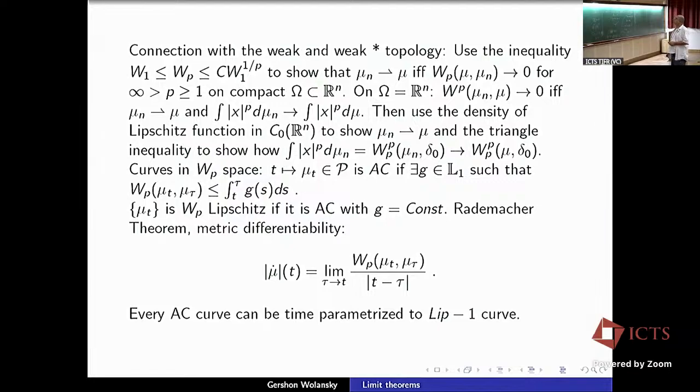Okay, so we get to this point, and now I should have another headline, but I want to talk about curves in W P space. So that's our orbits of probability measures from a time-like variable t to probability measures, and define what it means that this curve is absolutely continuous with respect to W P.